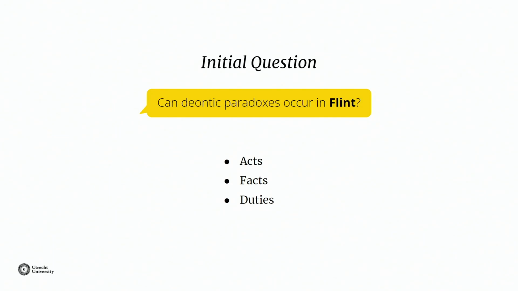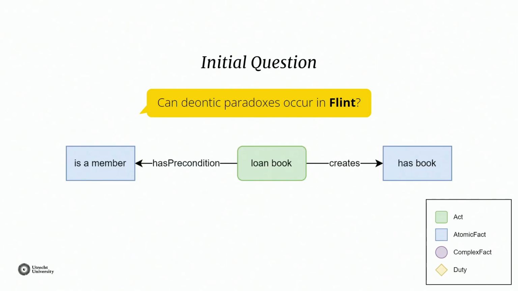So what's the language Flint? Flint is also sort of a Deontic logic modeling language. It tries to show what is allowed in regulations or laws. And it does that with three building blocks. We have acts, facts, and duties. For example, we have in the middle here an act to loan a book from a library. Each act has a precondition, and can have multiple preconditions, for example, that someone is a member. Given that that fact, the precondition, holds, the action has a certain effect. So it can create or terminate another fact.